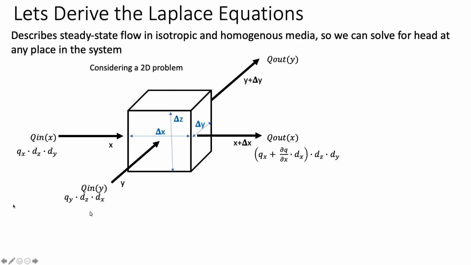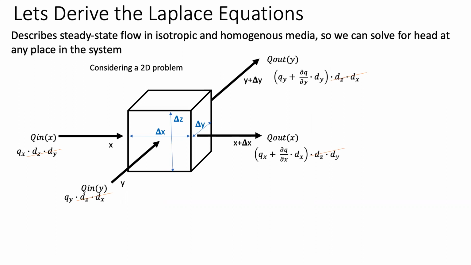We can do the same thing in the Y direction. We can say, here is our specific discharge, here's the area, that's what Q is equal to. And then as it moved across in this direction, we had the initial q that we started with, that flux, plus how that flux changed as we moved in the Y direction, multiplied by the area that it was moving out of.